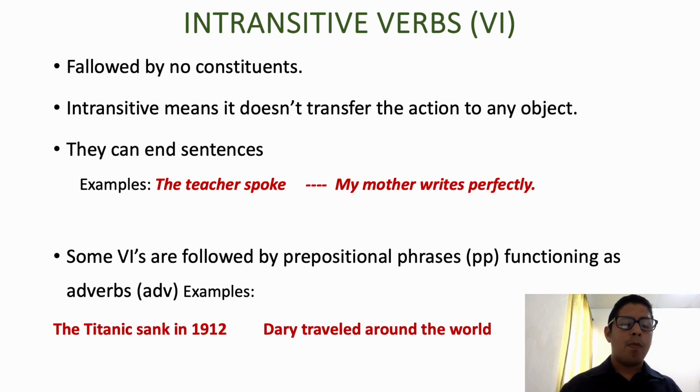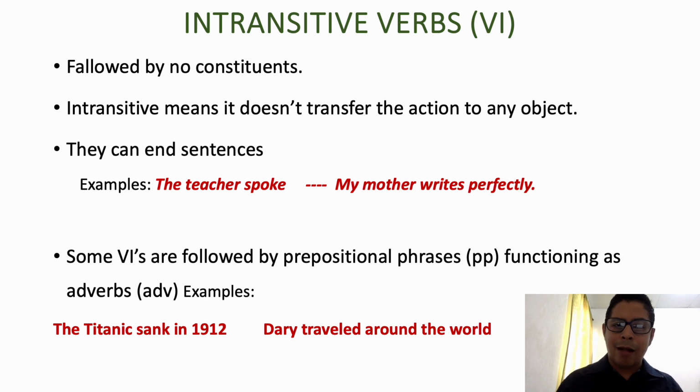The first one is that it is followed by no constituents. Remember that I told you before that a constituent is a word or a group of words. And it's intransitive because the word intransitive means that it doesn't transfer the action to any object, not direct object nor indirect object. And actually, they can end sentences. Let's pay attention to the first two examples. The teacher spoke. If you pay attention, the verb spoke immediately makes sense in the sentence because it doesn't require anything else to make sense.